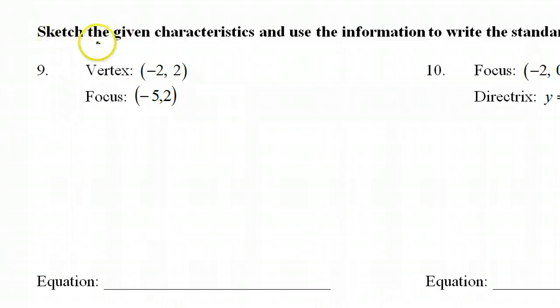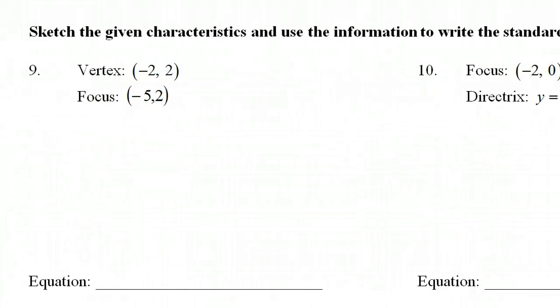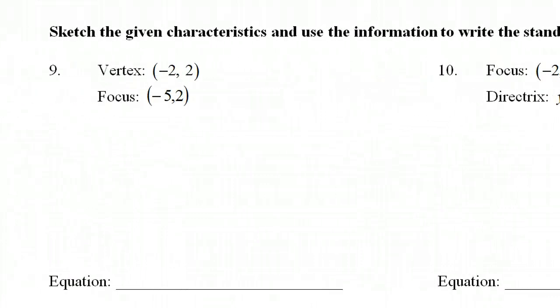Alright, number 9. Sketch the given characteristics and use the information to write the standard form of the parabola. So, okay, we're talking about a vertex and a focus, so we're talking about a parabola. Now, as far as writing the equation, before we can really do it, we need the rough sketch that they're talking about. So let's just do our very best.